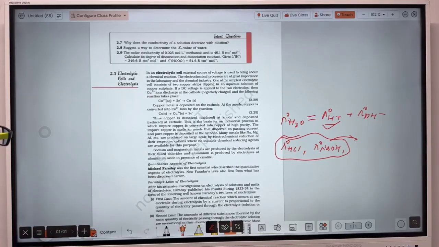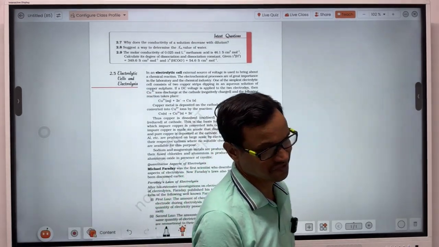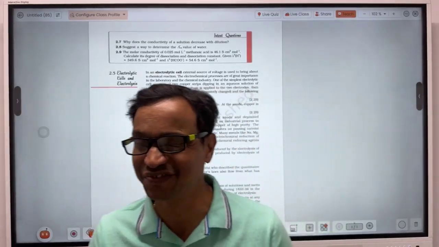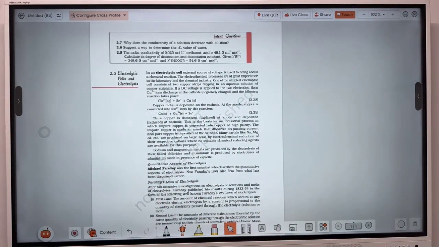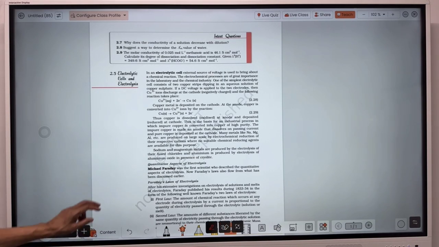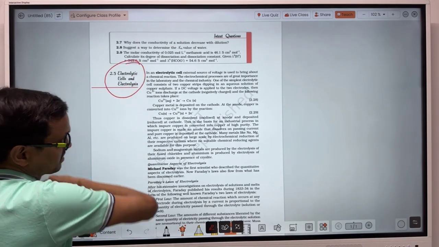Then after is electrolytic cells and electrolysis. Very important question, very important topic of this chapter, that is electrolytic cells and electrolysis. About the electrolytic cells and electrolysis, what is here electrolysis? What is that?